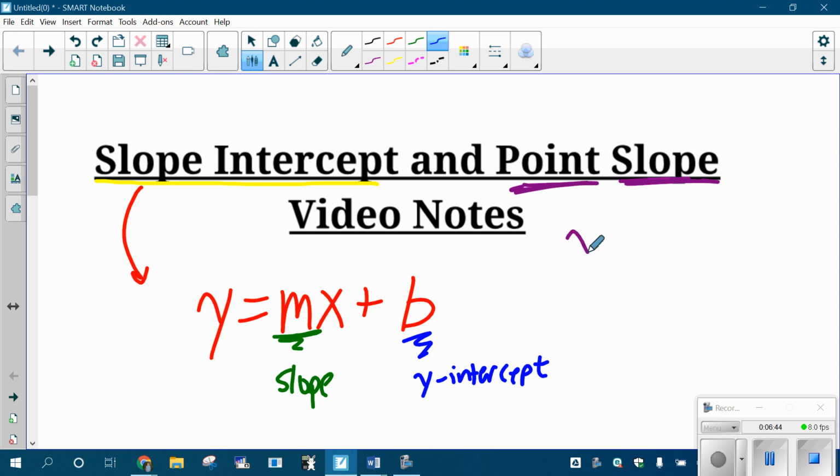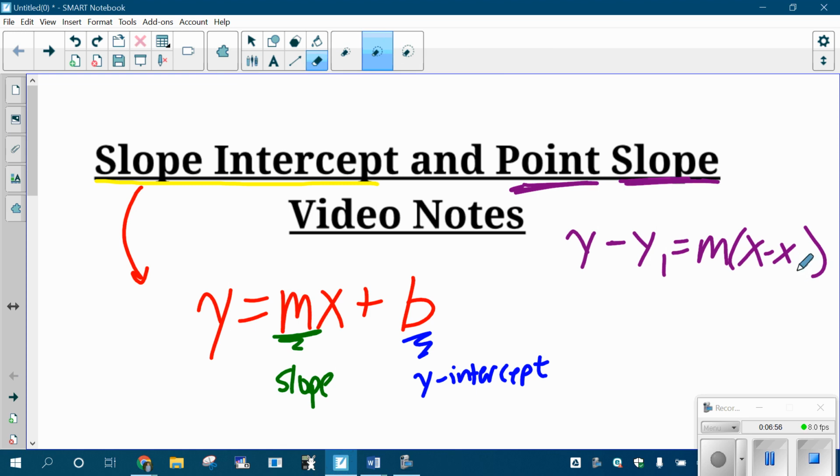The equation looks like this. y minus y1 equals m times (x minus x1) in parentheses. Let me clean up that little x1 there. Now, it looks more complicated. It really isn't, I promise. First off, it's slope-intercept, so one part's got to be the slope, one part's got to be the intercept. What's the m? Slope. m's always slope. So that's the slope. Easy.